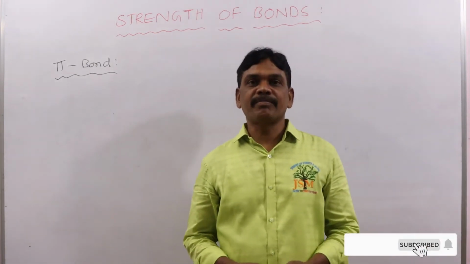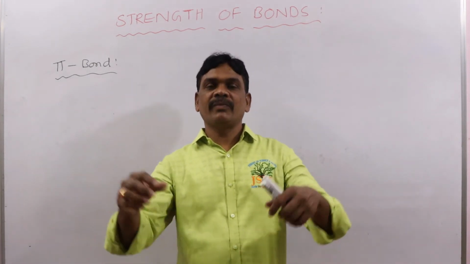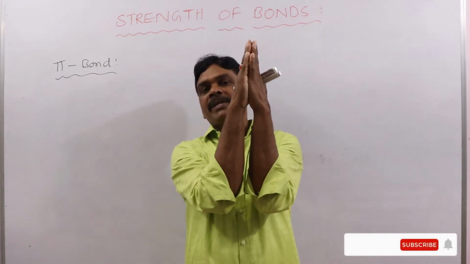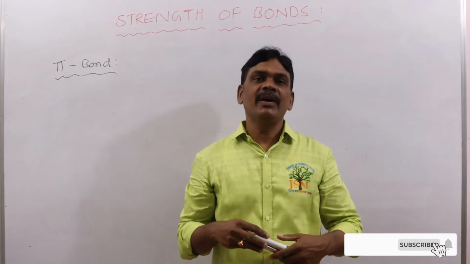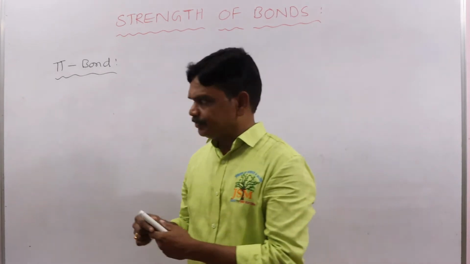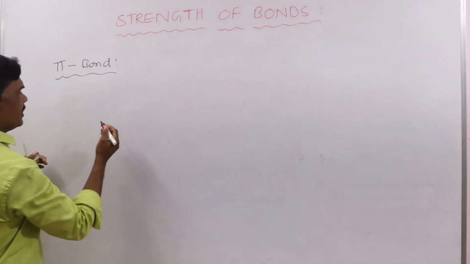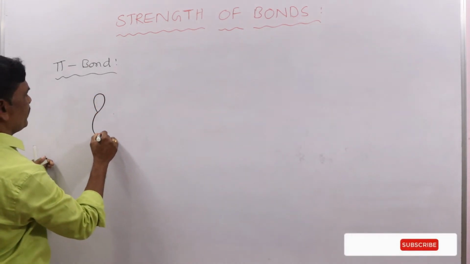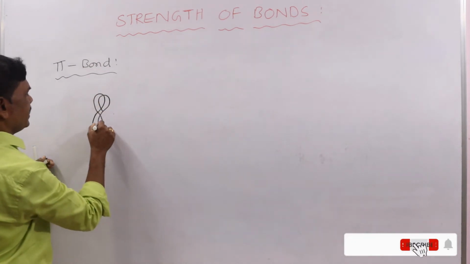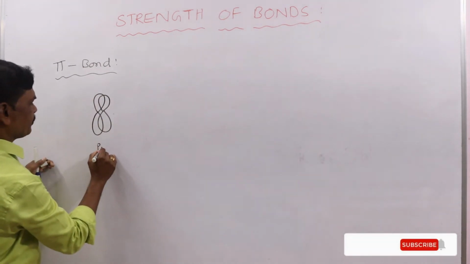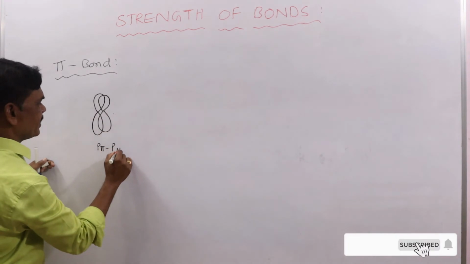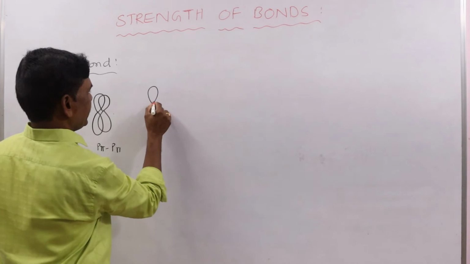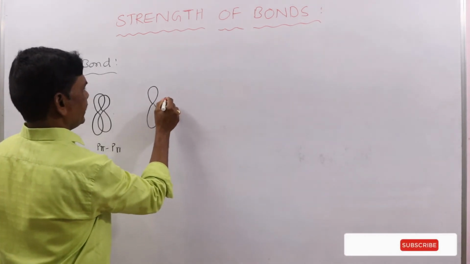Next bond is pi bond. The formation of pi bond we know. Due to parallel overlapping, formation of pi bond takes place. We know that it is formed between two p orbitals. So this is a p pi bond. Next is between p and d orbital.